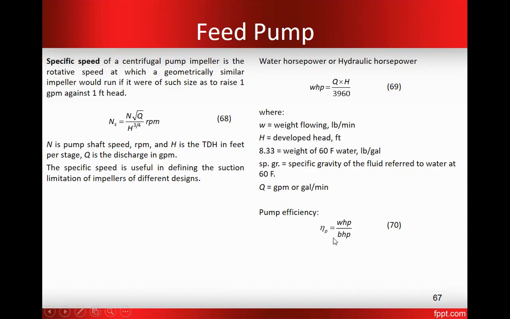Pump efficiency is the water horsepower divided by the brake horsepower. Kasi mas malaki yung brake horsepower mo. Input yan. Idadrive mo yung pump galing sa mechanical drive.